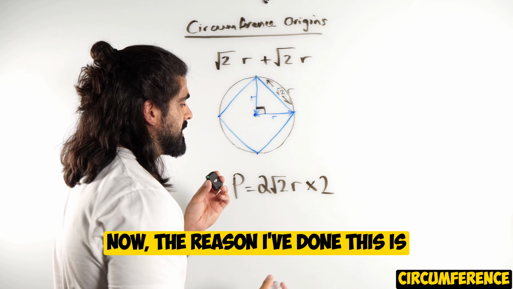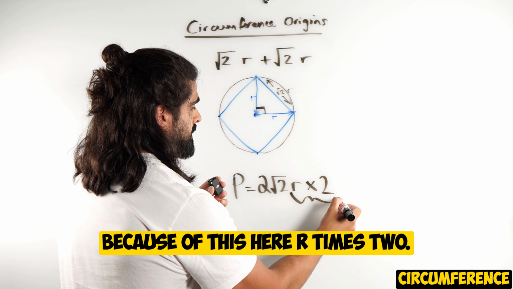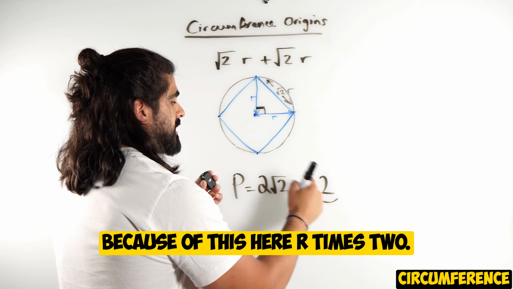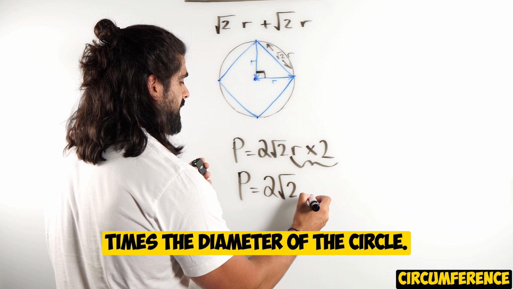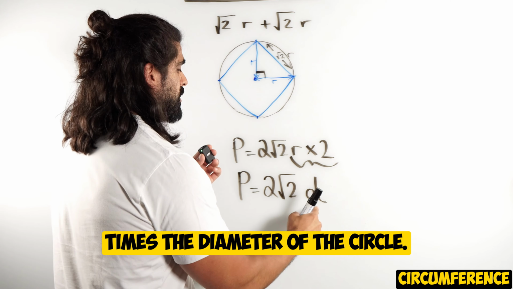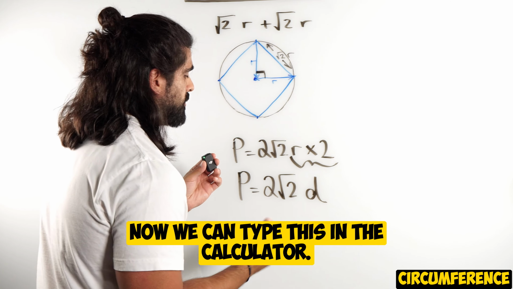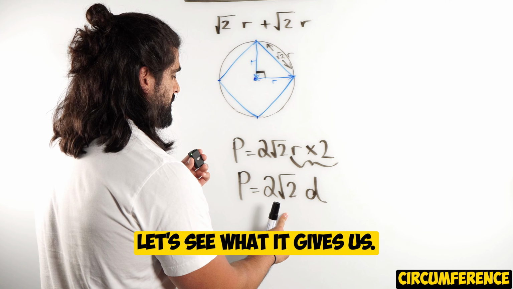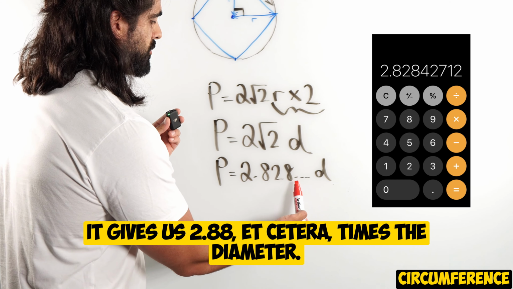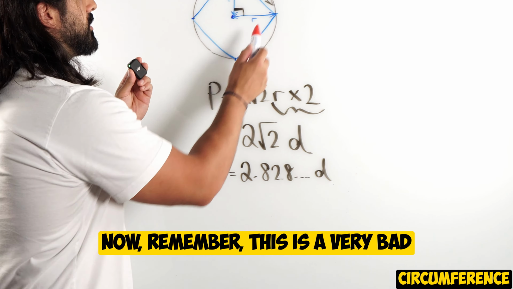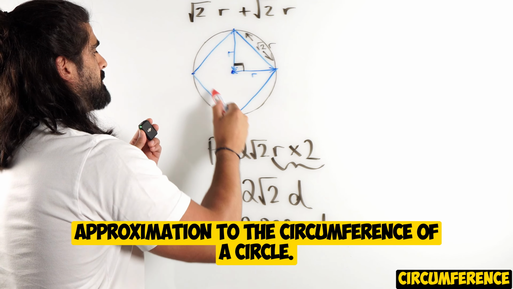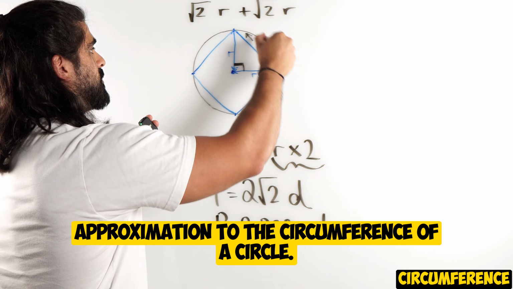Now the reason I've done this is because of this here. R times 2, what do you know, is double the radius. You know that's the diameter. So we get 2 root 2 times the diameter of the circle. Now, we can type this in the calculator. Let's see what it gives us. It gives us 2.828, etc. times the diameter. Now remember, this is a very bad approximation to the circumference of a circle.